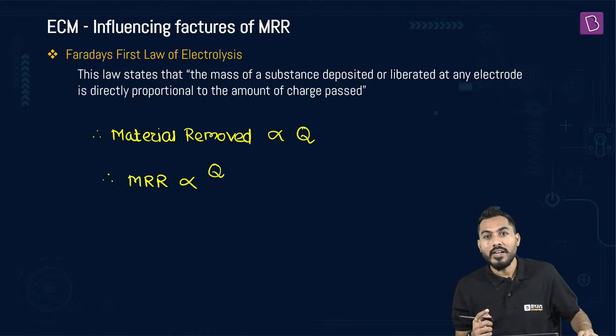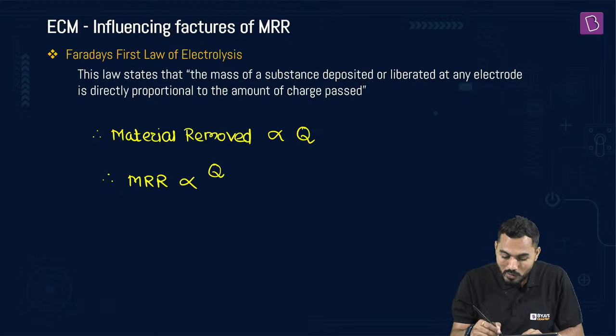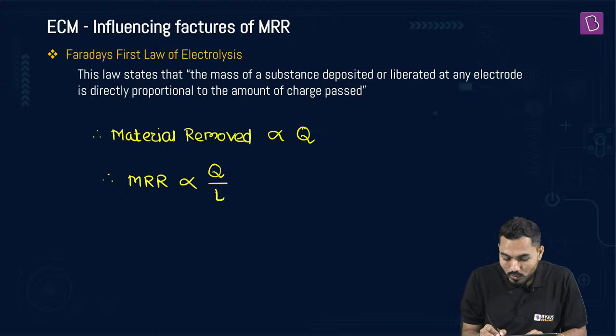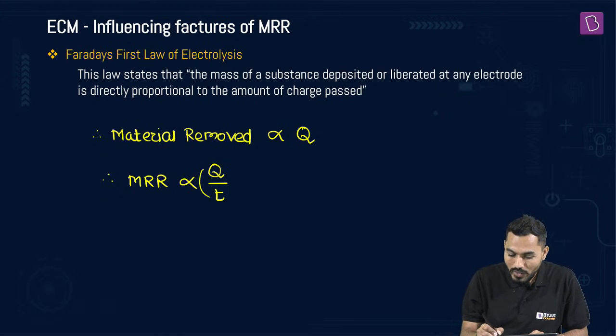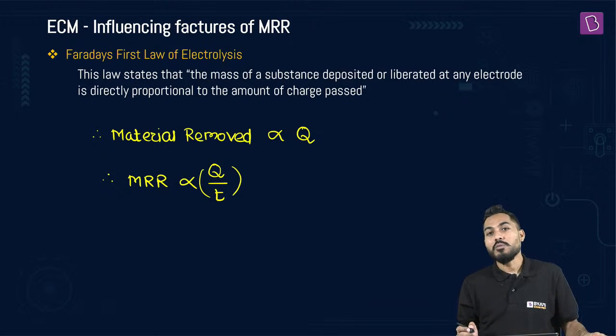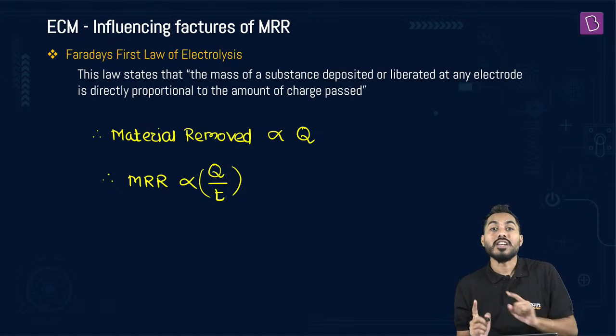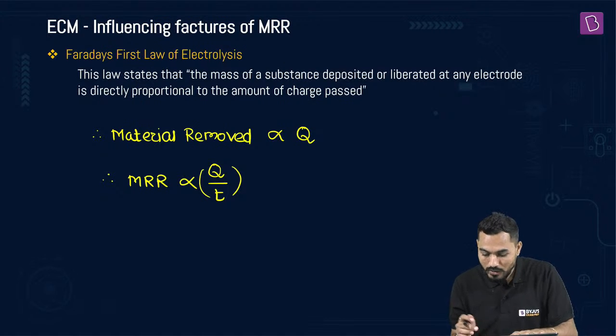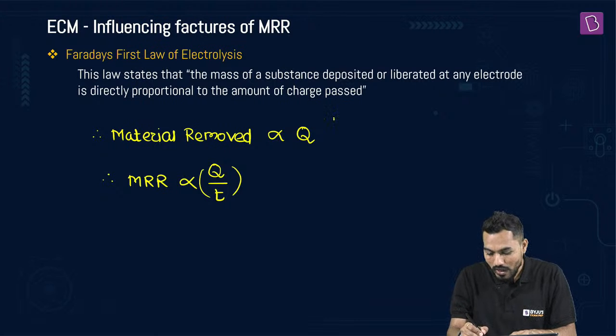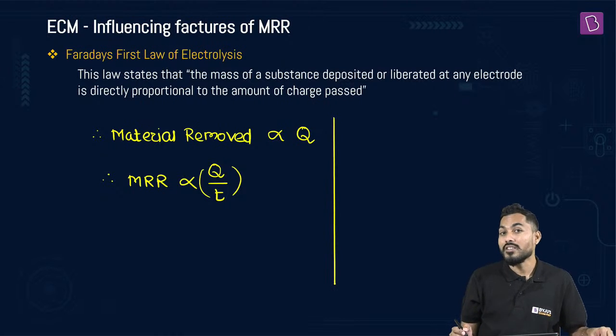Q is the total charge carried. Now I'll take how much charge is carried with respect to time t, and this is nothing but MRR is directly proportional to the amount of charge carried per second. Right? Fine. Is it understood, everybody? Yes. Q stands for what? Charge. Amount of charge carried per second.